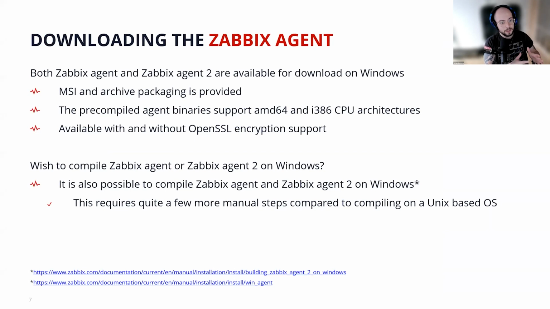So both Zabbix agent and Zabbix agent 2, so we have 2 of them. One is written in C, the other is written in Go language. There are some differences. They are available for download on Windows. Both of these agents are available in MSI packaging and regular archive. The pre-compiled binaries are available for AMD64 and i386 CPU architectures, and they are available with or without OpenSSL encryption support. Most of the time, you'll probably be interested in the OpenSSL version.